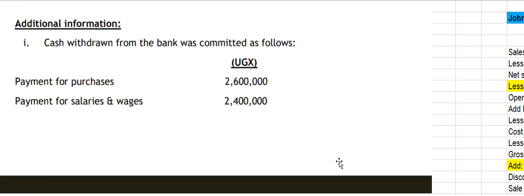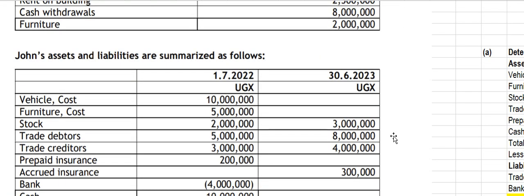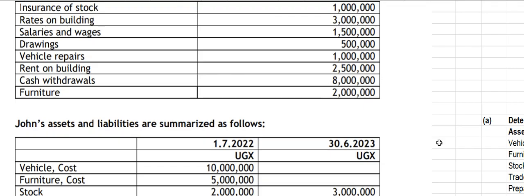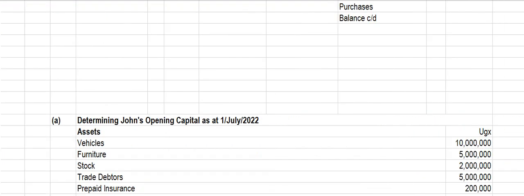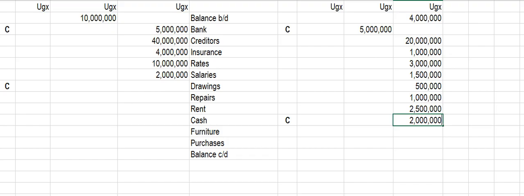So John withdrew some cash from the bank, and that was committed as follows. How much cash was withdrawn? We need to find out the cash. The cash withdrawals, you see, it's 8 millions. Cash withdrawals, that is 8 millions.